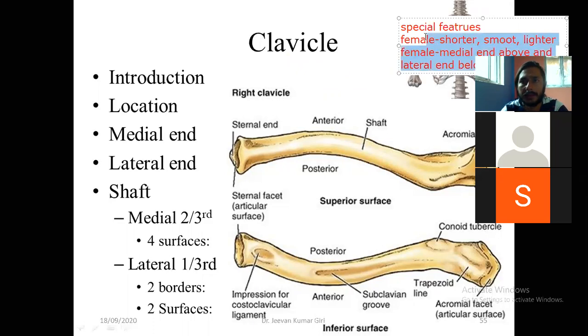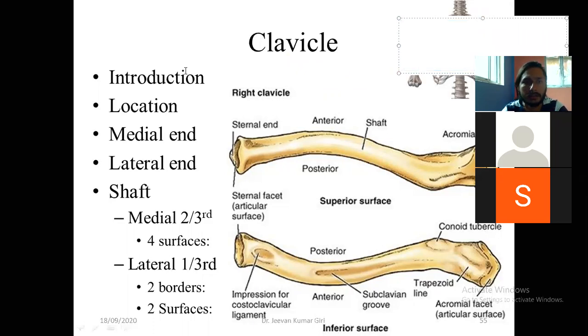Now we'll go for the features or the parts of the clavicle. The location: it forms the anterior part of the pectoral girdle. It is a long bone which lies horizontally, and it connects the upper limb to the trunk. It also transmits the weight of the limb to the sternum.